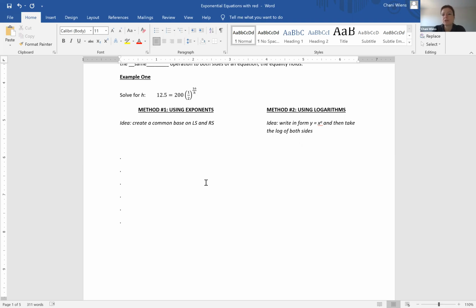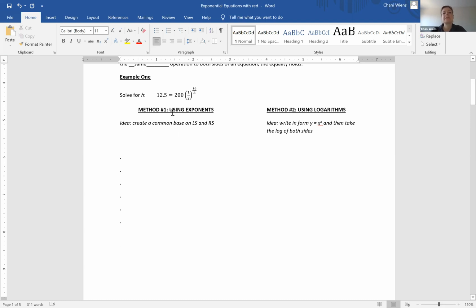So I'm going to show you two methods. One is using exponents and one is using logarithms. Your solutions should look like mine if you can see me in the corner, like one solution in this column and one solution in this column. Because I'm doing it on Word, I'm going to have to do both of them just under method 1. Just so you know.